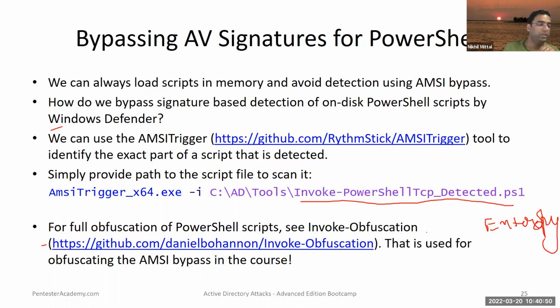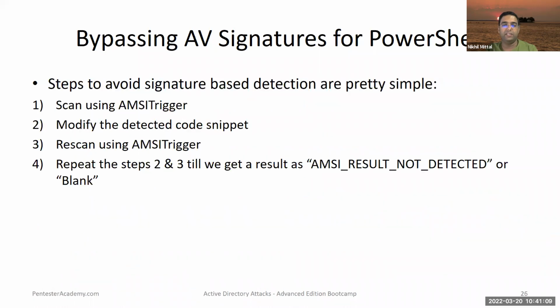That is, if your code is very, very obfuscated, if it contains an unusual amount of gibberish, then that actually may lead to detection. So we may always like to go only for minimal obfuscation, something that the countermeasure has a problem with, and that is something that we are going to detect with MZ trigger. So there are simple steps. We scan using MZ trigger like this, modify the detected code snippet and rescan it, and keep doing 2 and 3 until we get MZ result not detected or blank from MZ trigger.